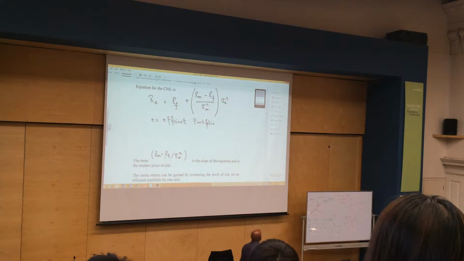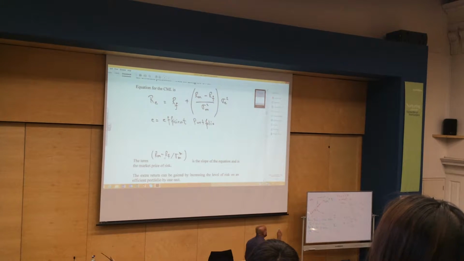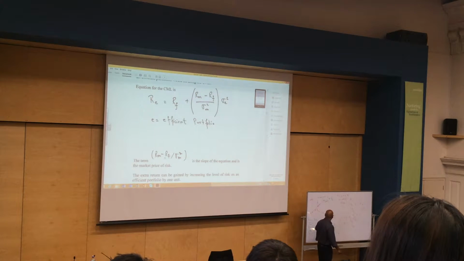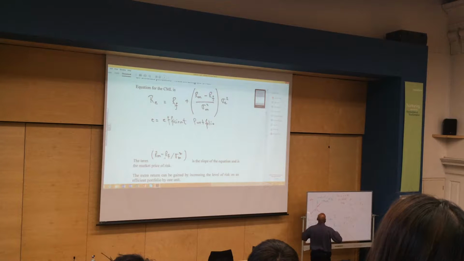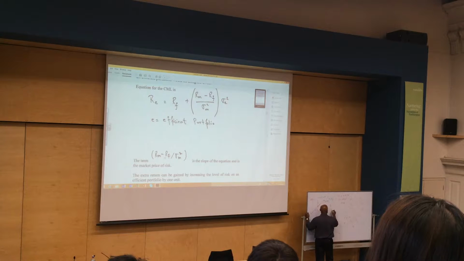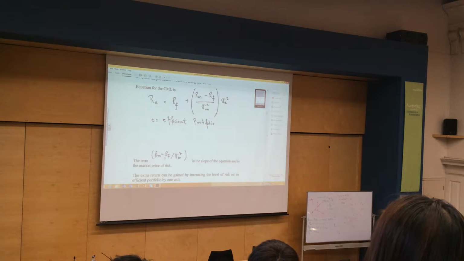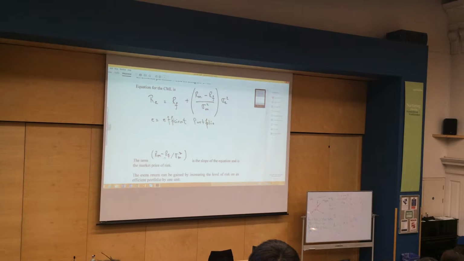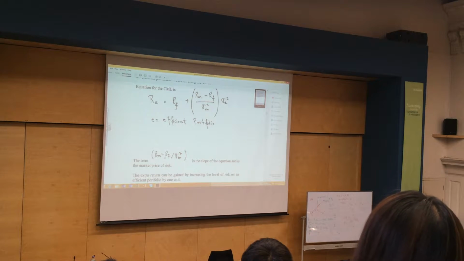This is the price of risk. This is the market price of risk. If you look at the equation up there, RF is positive and the slope is also positive. They're both positive, so the intercept is positive and the slope is positive. If the standard deviation of the portfolio, sigma E, increases, what will happen to return? Return will increase. But by how much?